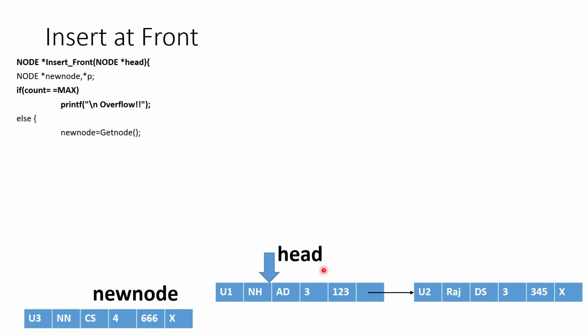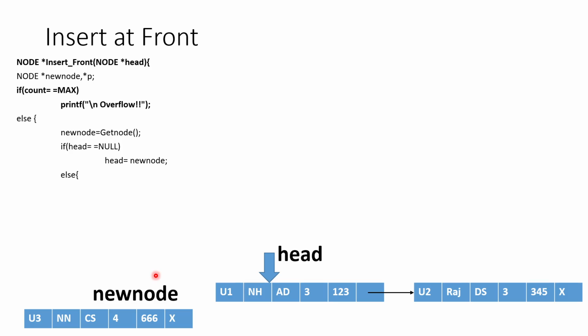Otherwise, get one new node. We have the function get node. You call that, it returns the node, and you hold it in new node. Suppose nothing is there, assume this part is not there. That means head is null. What to do? That new node will become the head node. Only one node has been added, no earlier node. That newly created node now becomes head.